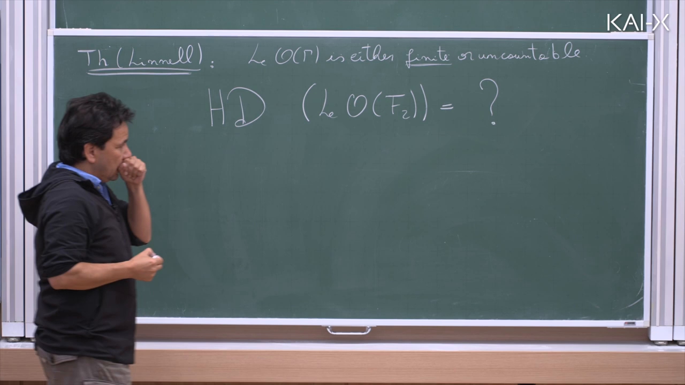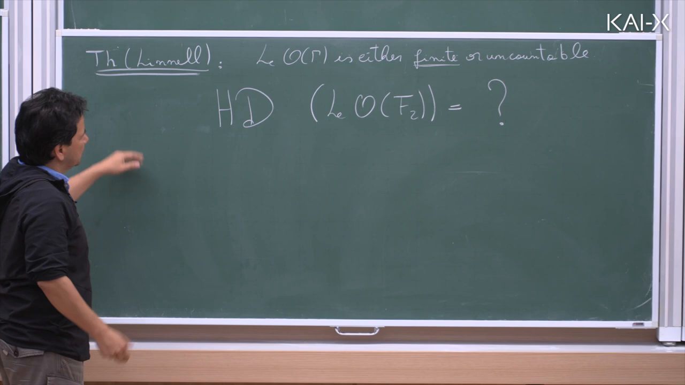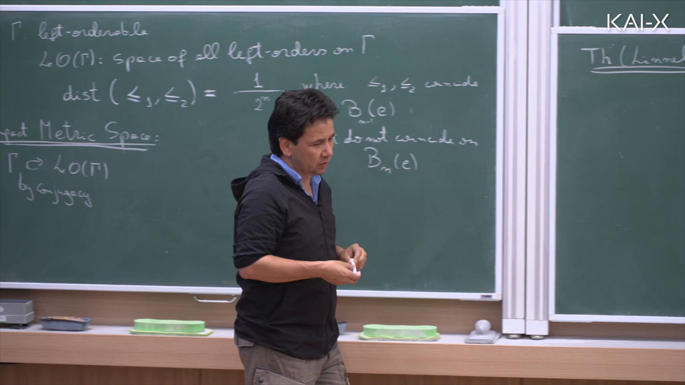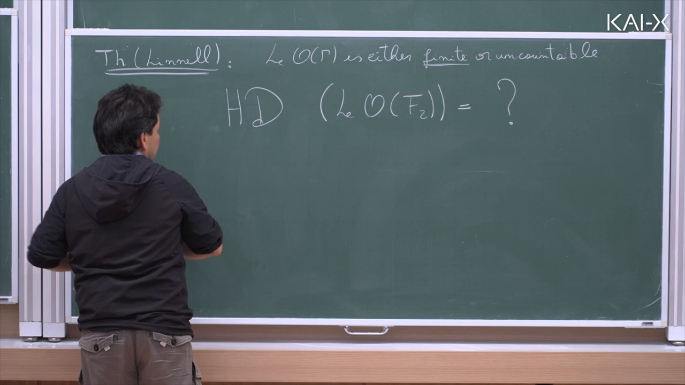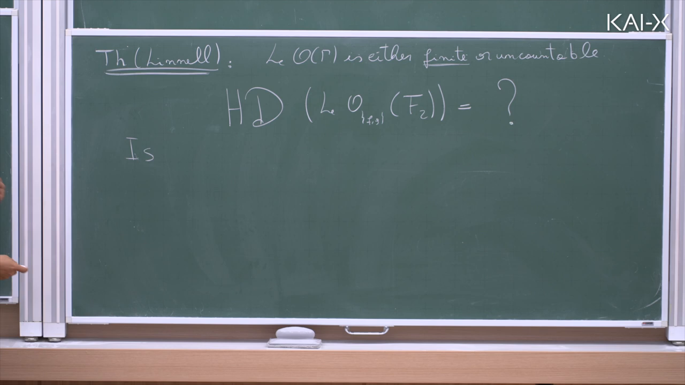Okay, there is a problem with this. This is well stated. But actually, it is not very nice because the metric here depends on the system of generators, because you are looking at the balls in the group. So this is not the Hausdorff dimension of the space of left orders. This is mostly the space of left orders when you look at the canonical system of generators, okay? If you change the system of generators, the value of the Hausdorff dimension may change, okay?